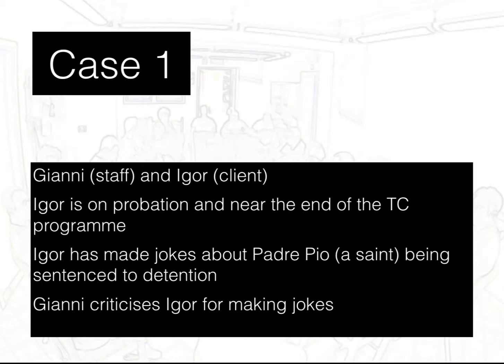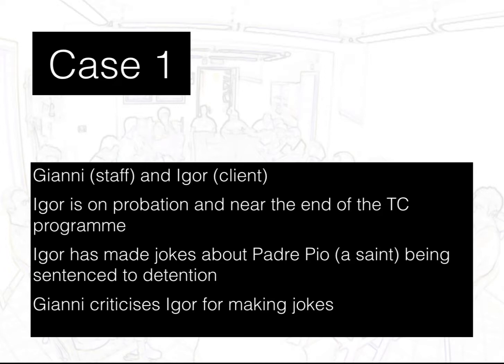Excellent. So let's press on and consider case 1. What we are going to see here is how a conflict emerges between a staff member and a client who are in a group meeting within the therapeutic community. So, some background. We have a staff member, I'm calling Gianni, a name I invented, and the client I'm calling Igor. Some context you need to understand this example is that this client is on probation, so he's doing the therapeutic program as an alternative to detention effectively. He's coming towards the end of his therapeutic program, and the program is residential.